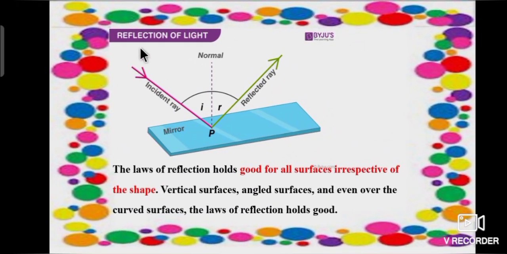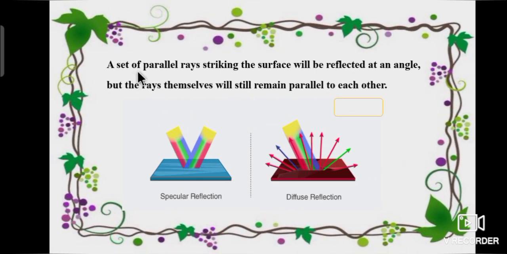Now we will study about types of reflection. The laws of reflection hold good for all surfaces irrespective of the shape. Vertical surfaces, angled surfaces and even over the curved surfaces, the laws of reflection hold good. So a set of parallel rays striking the surface will be reflected at an angle, but the rays themselves will still remain parallel to each other.